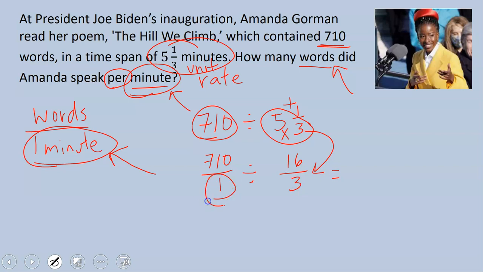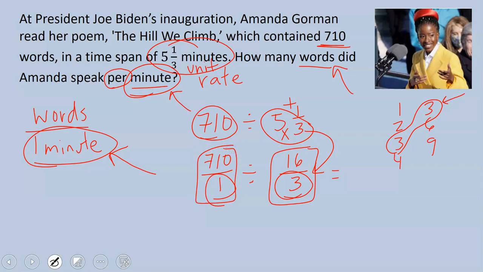Then I need to figure out a common denominator between 1 and 3. So if I count by 1s and then I count by 3s, you can see that the least common multiple is 3. So you could say the least common denominator is 3. So I don't need to change this fraction because it already has a denominator of 3. I do need to change this fraction. So I'm going to take 710 over 1 and change it so that it has a denominator of 3.